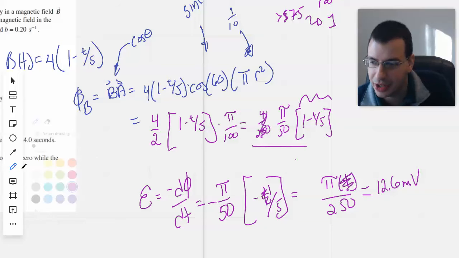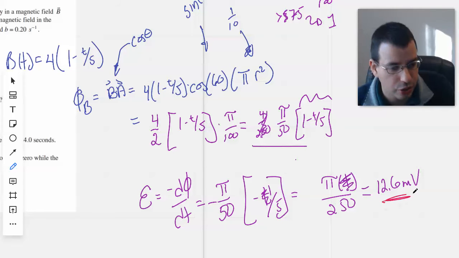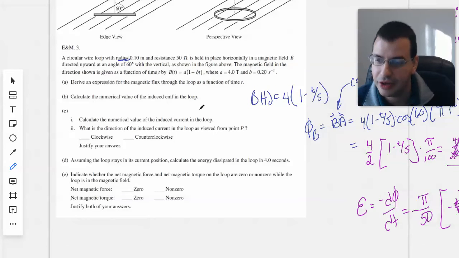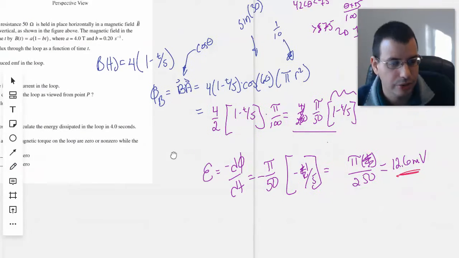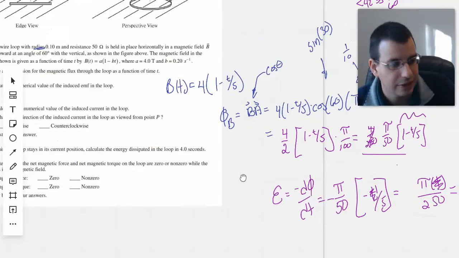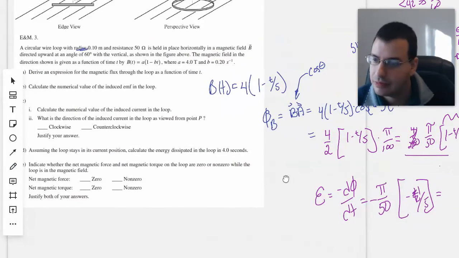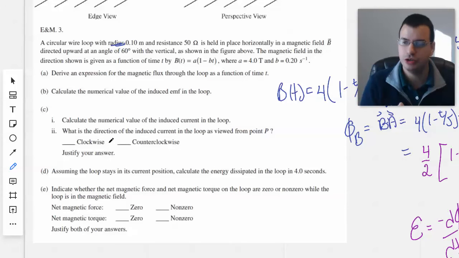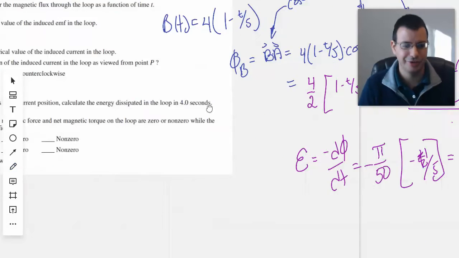I should probably underline that so I don't lose it. There we go. And calculate the numerical value of the induced EMF in the loop. Yes, I'm good with that. Calculate the numerical value of the induced current in the loop. Easy.